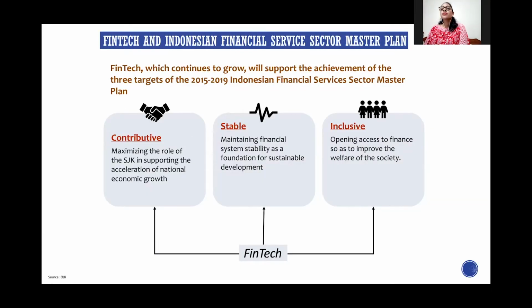So what are fintech's roles to support the Indonesian financial service? So fintech can contribute to the maximum of economic growth. It can support the bank, can stabilize the financial system, and it is inclusive. That means it's not only exclusive for some people, but it is open for anyone who wants to join, who wants to have fintech. So it is open access for everybody.